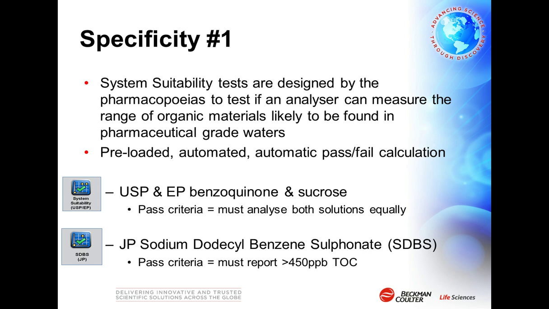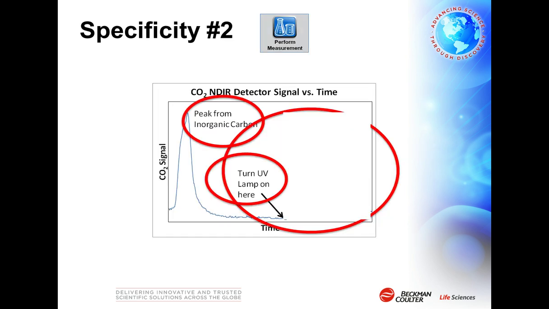However, the Japanese pharmacopoeia suggests that specificity can be demonstrated by the successful analysis of SDVS. And again, that test is built into the analyzer and can be selected from a simple button on the screen.